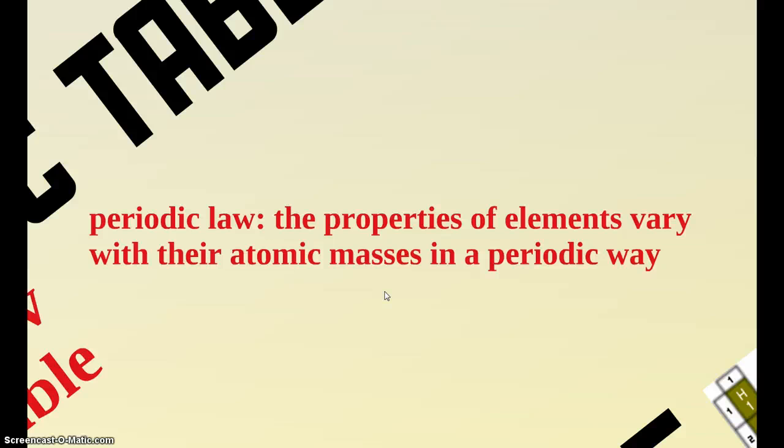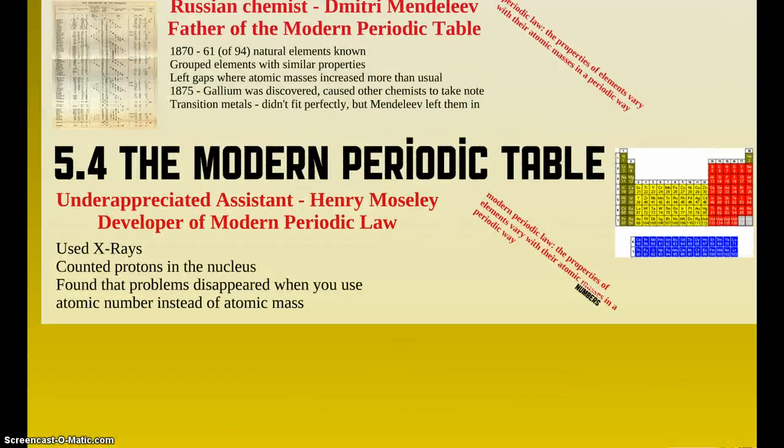The properties of elements vary with atomic mass. So here we're looking at the mass. As the mass changes, the properties vary. So if we put them in order of atomic mass, we see properties that emerge that go together.